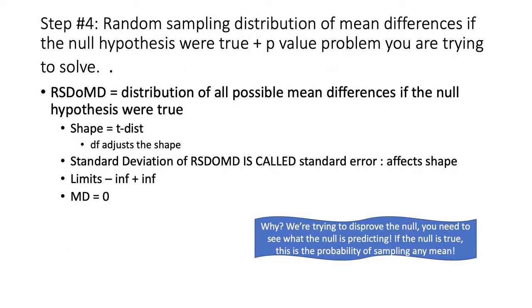Then we have to draw a random sampling distribution of mean differences if the null hypothesis were true, and we have to do our p-value problem. This is the same thing we did in last class, so I'm just going to go over it one last time. The shape of this distribution is a symmetrical t. The degrees of freedom adjust this shape. That's why we have to put them on the graph. The standard deviation of the random sampling distribution of mean differences is called standard error, and this affects the shape. It makes it flatter. We know that. Limits negative infinity to positive infinity. If the null were true, the most commonly sampled mean difference would be 0. So this is going to be the point at the peak of our curve. We know this.